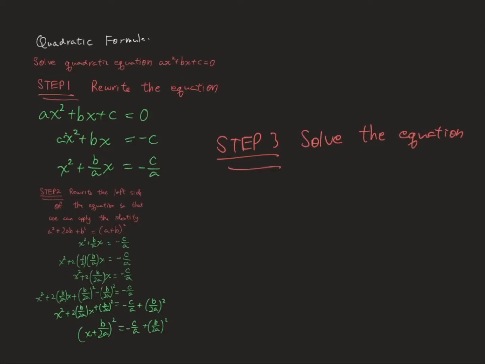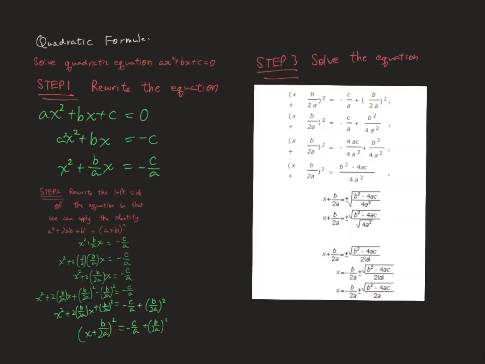So our last step is to solve the equation. To save some time, I went on the web to look for the solved equation. So x is equal to -b over 2a plus or minus the square root of b squared minus 4ac over 2a. So the solution for ax squared plus bx plus c equals 0 is also called the quadratic formula.